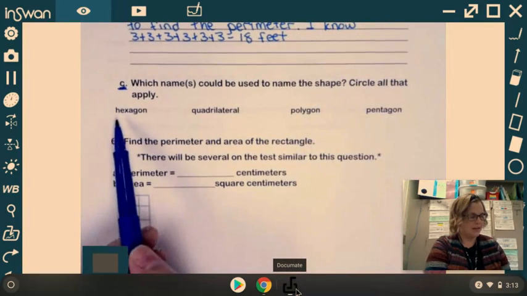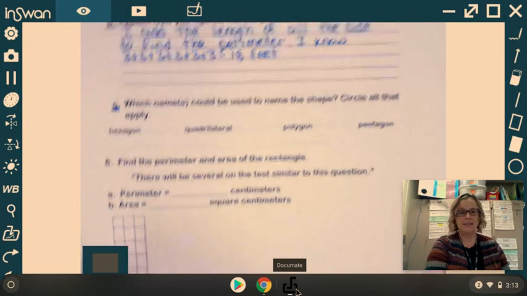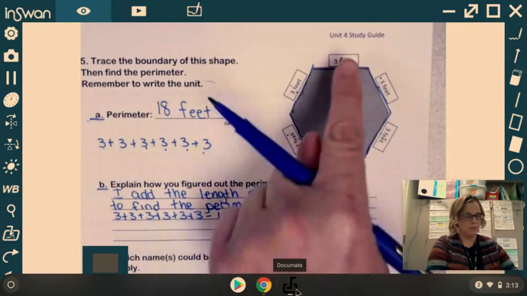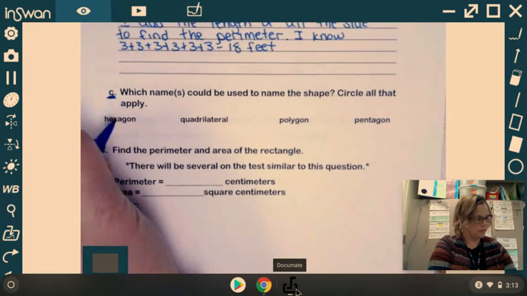Is this a hexagon? Yes or no? You should have said yes. A hexagon has 6 sides. This shape has 1, 2, 3, 4, 5, 6 sides. So yes, we're going to circle that.